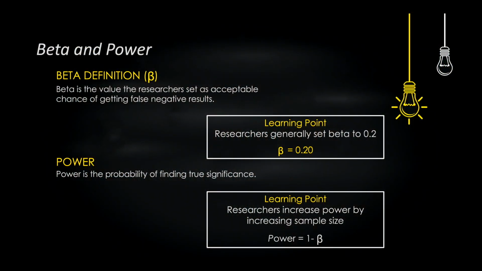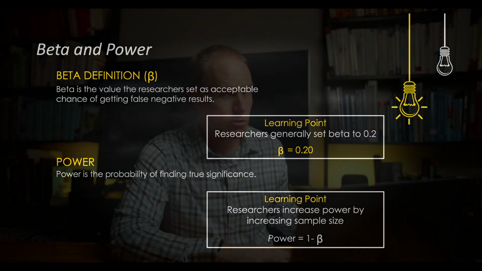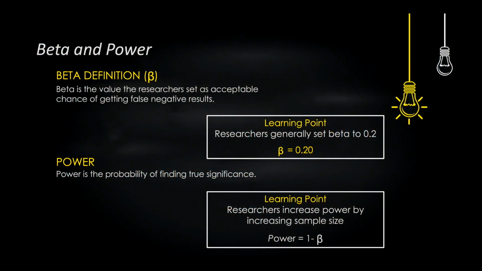Now let's take a look at another concept, beta. Beta is the opposite. It's the value the researchers set as an acceptable chance of getting a false negative result. Researchers generally set beta at 0.2, which just basically means that they are okay with a 20% probability that the result they get doesn't detect a significant result even though there is one. And so they consider that power.